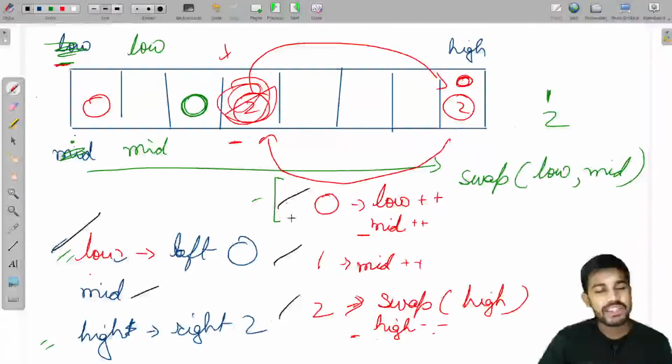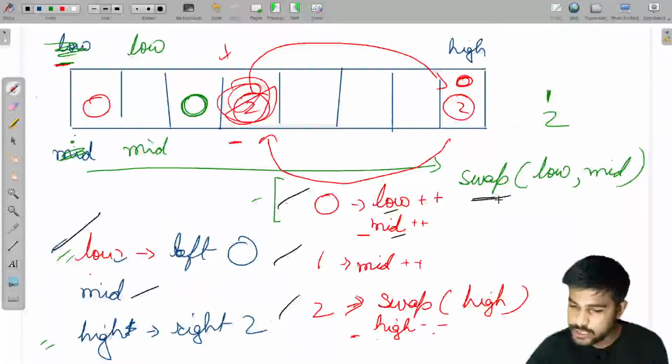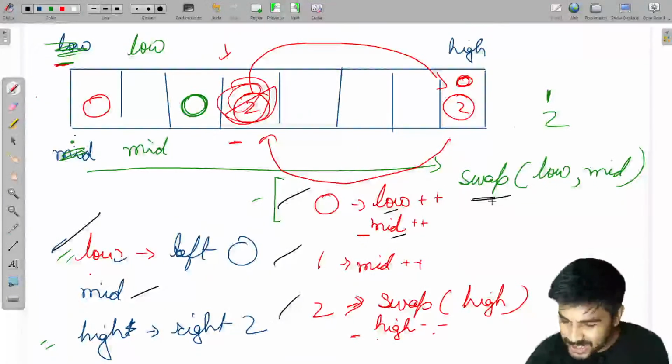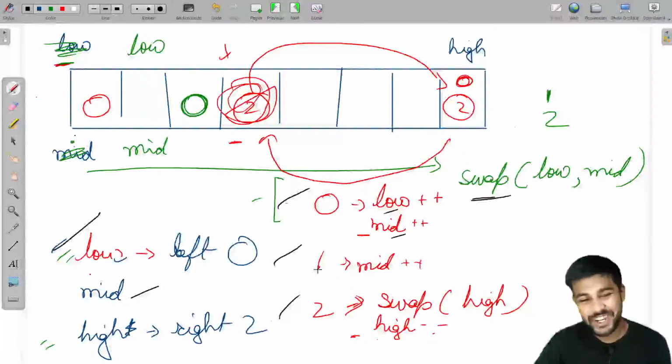Okay, so now we are incrementing the low and the mid, and then we need to swap the things only.